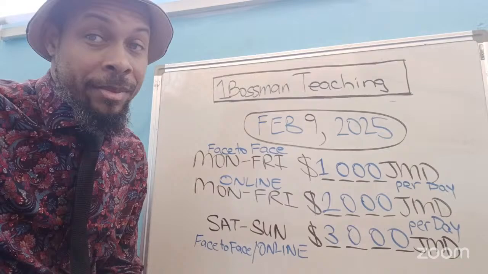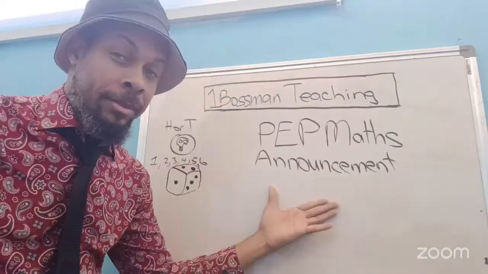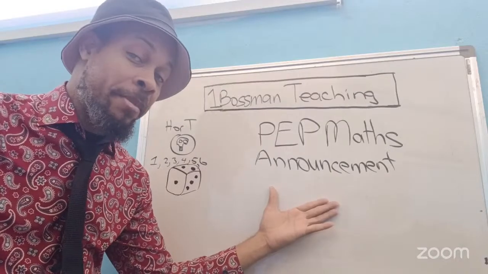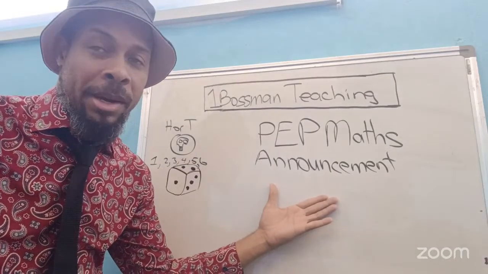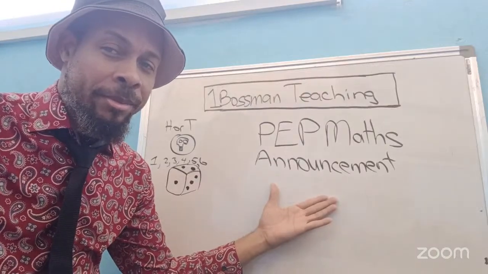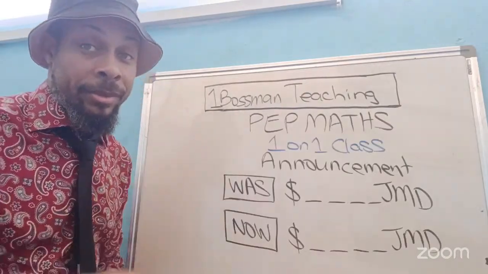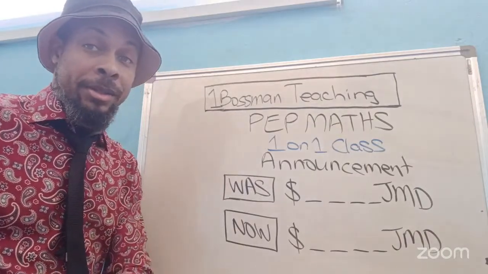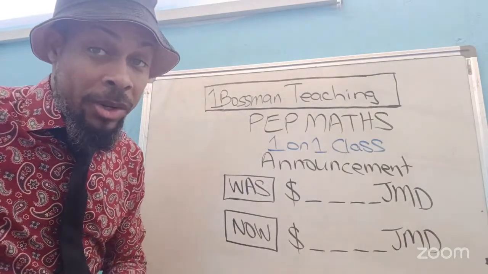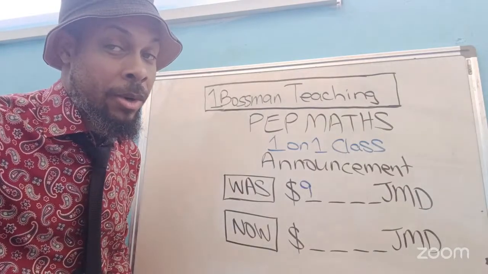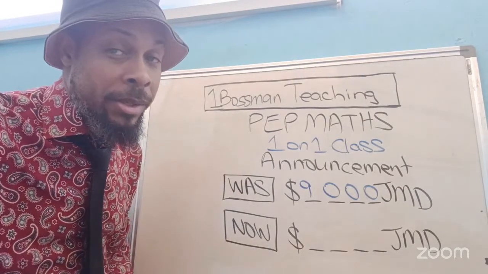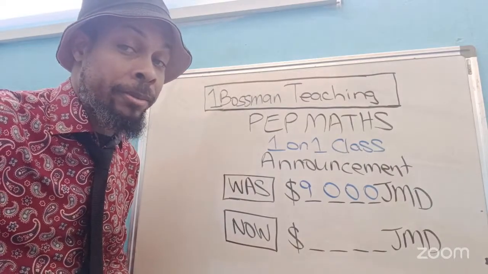All right, let's take another retroactive step and go to the first one. An announcement for PEP maths. A one-on-one class announcement.